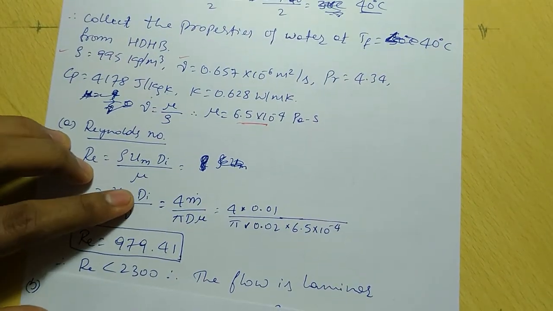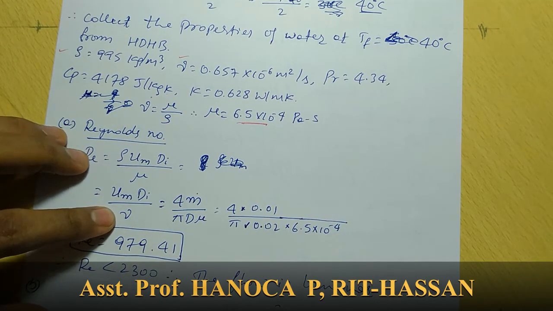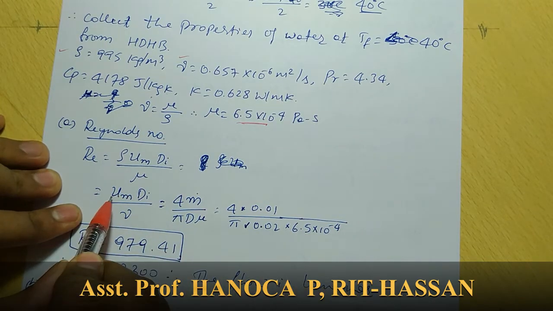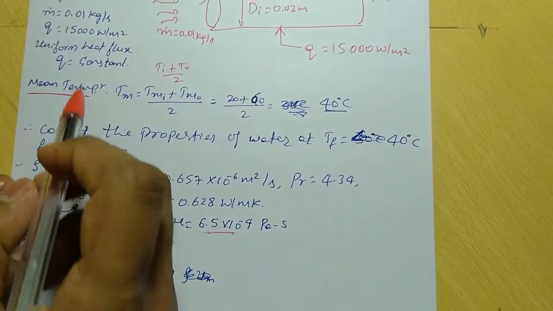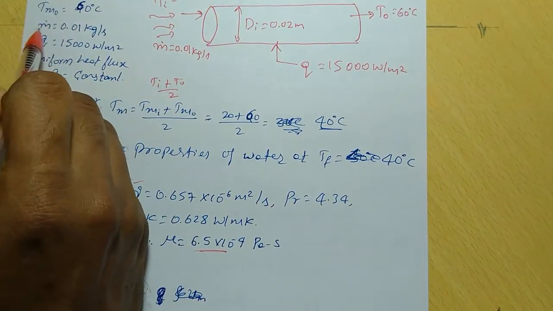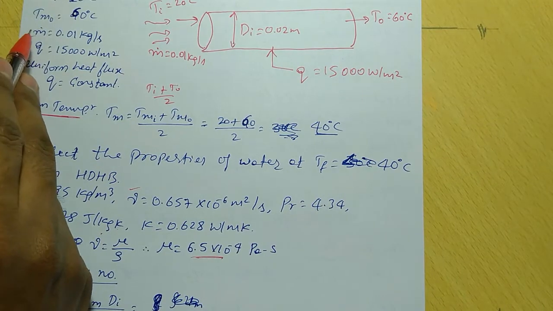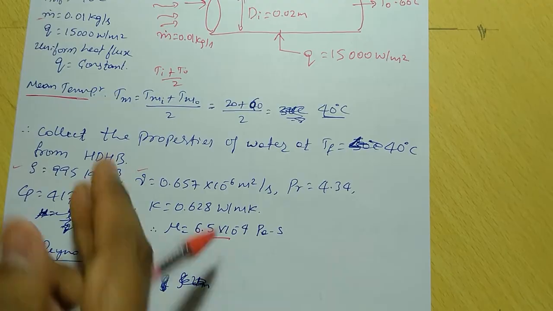Velocity times diameter divided by rho by mu, I can write as the Nu value. But in the problem, the mean velocity is not given. What is given is m dot, the mass flow rate. So based on the mass flow rate, we can find out the Reynolds number. This equation is available in the data handbook.